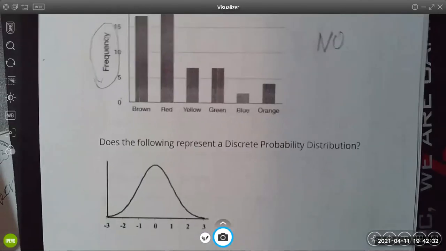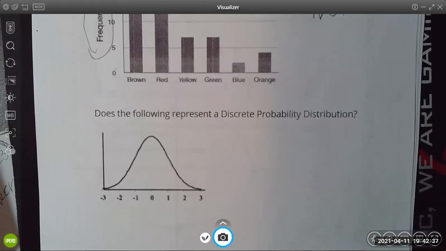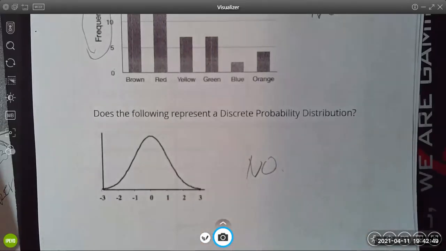Second one: does the following represent a discrete probability distribution? This one is even faster. Why? Only two forms. Table, this is not a table. Bar graph or histogram, this is not a bar, this is not a histogram, and that's it. We don't even need to read the details. The answer is no.